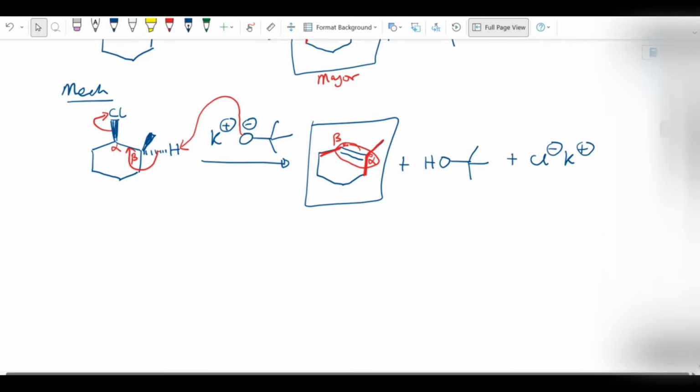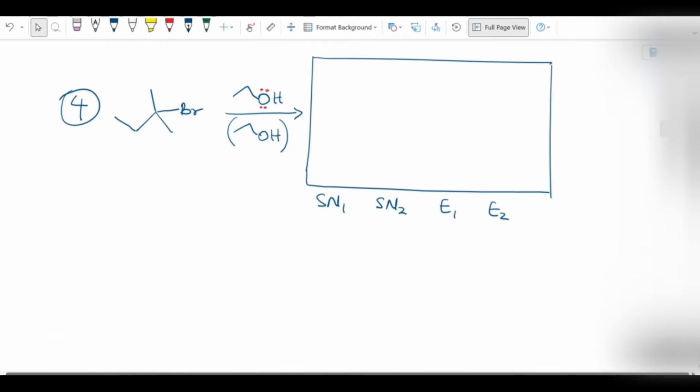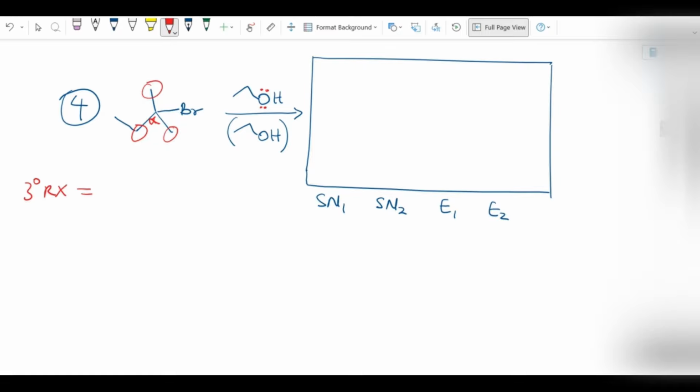So let's go to the next question. We're asked to determine the mechanism for this reaction as well as the product. So let's determine the mechanism first. The type of alkyl halide we have is such that the alpha carbon, that is the carbon that the Br leaving group is attached to, has 3 other carbons attached to it. Therefore, this is a tertiary alkyl halide. And a tertiary alkyl halide can do SN1, it cannot do SN2, but it can do E1 as well as E2.